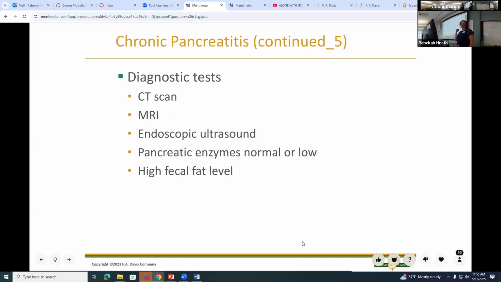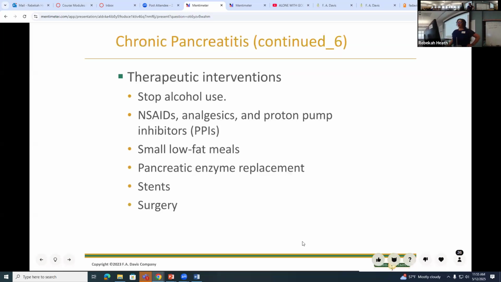Also, they're probably going to have high fat levels in their stool because the body is not going to be able to break down those fatty foods, so you're going to be excreting more fat into the stool. Therapeutic interventions: we're going to give them education to stop drinking if they're still drinking, and low-fat foods.